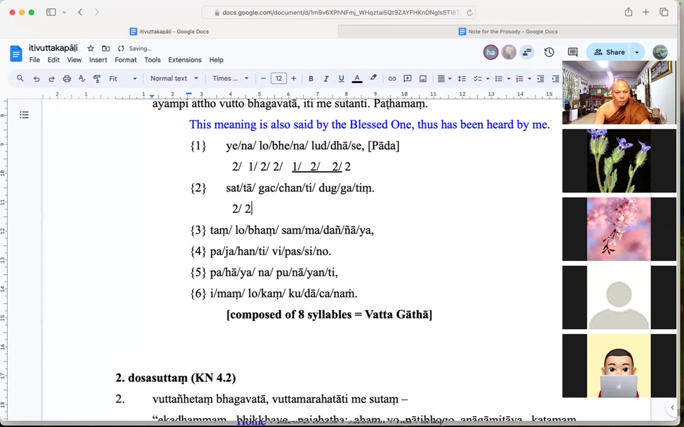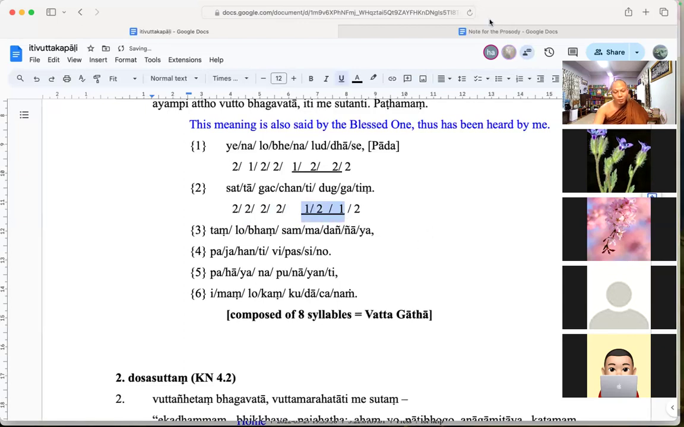So "sat" is 2, and "da" is also 2, and "gach" also 2, and "chan" also 2. And then "dit" is 1. Okay. And "dog" is 2. And "God" is 1. And then is 2. So after 4 syllables, 1, 2, 3, 4, after 4 syllables here, these 3.